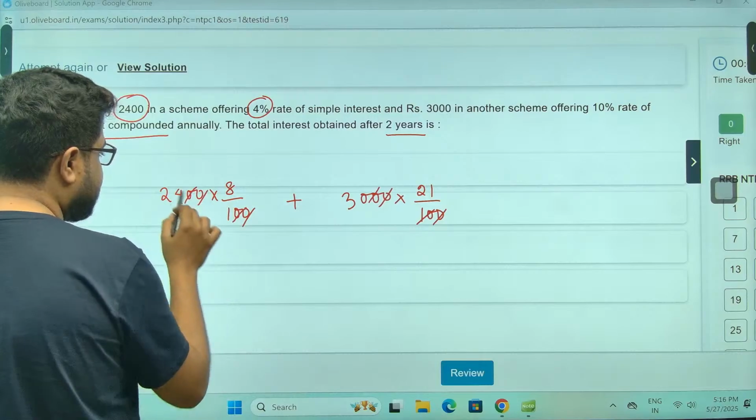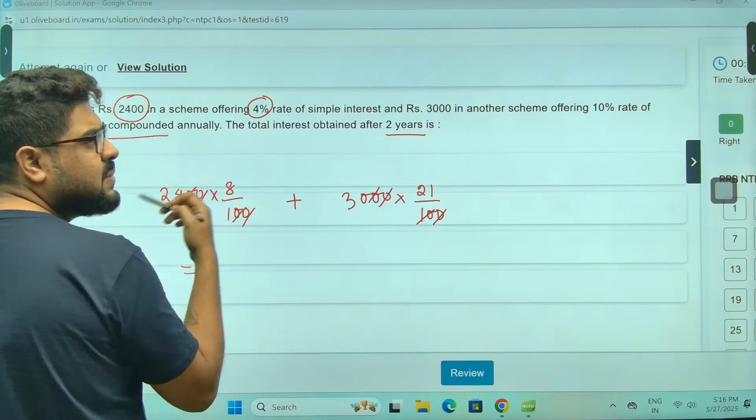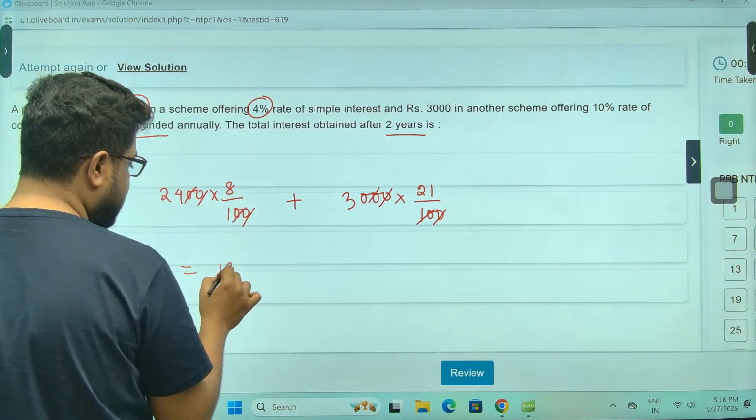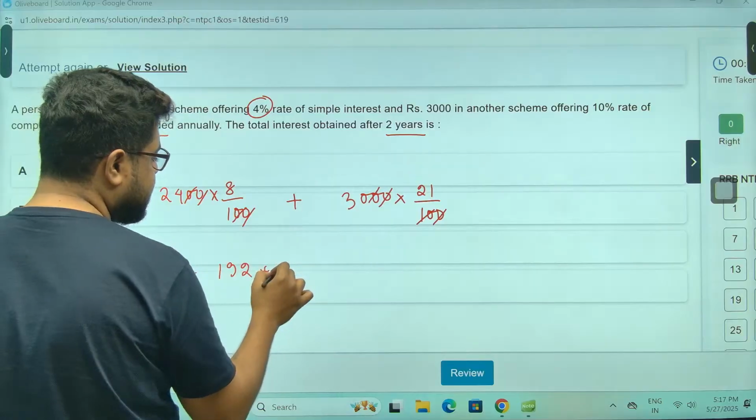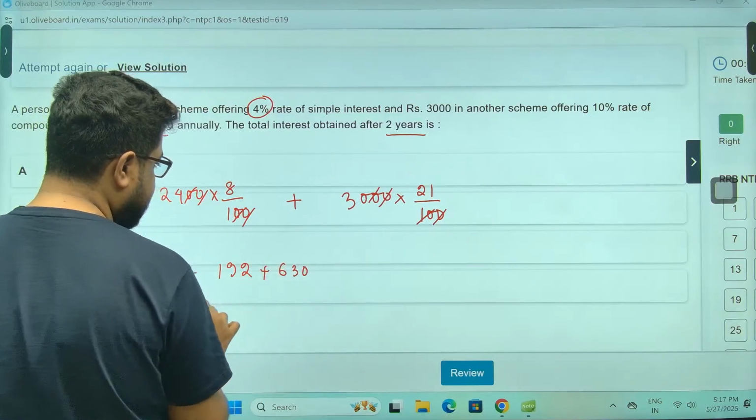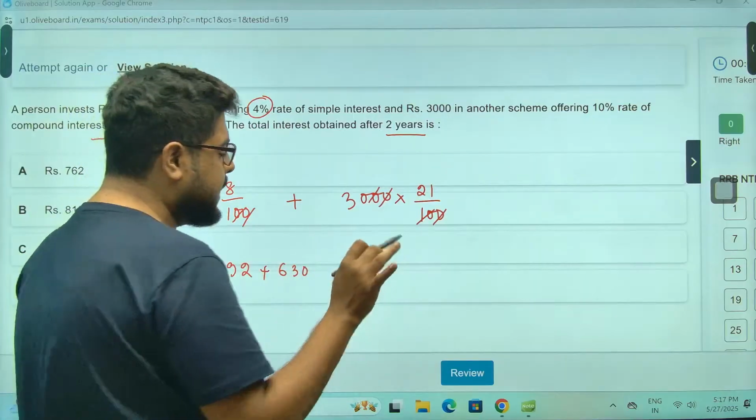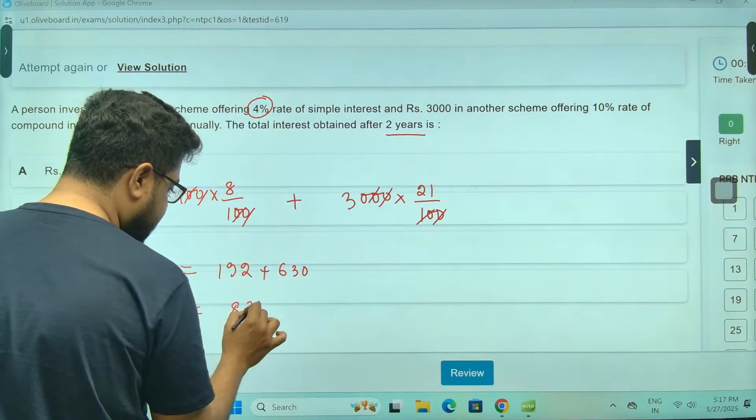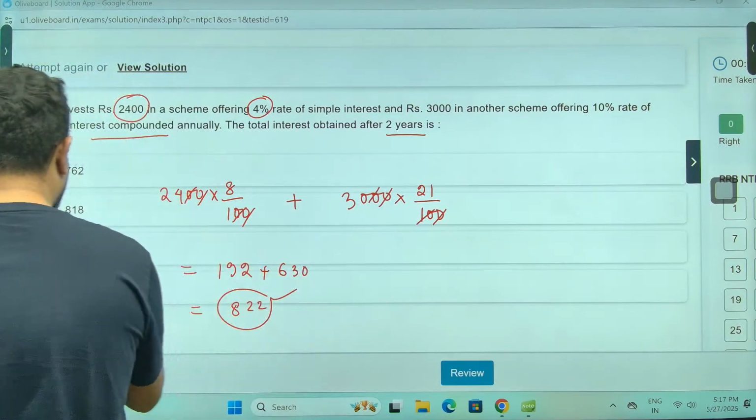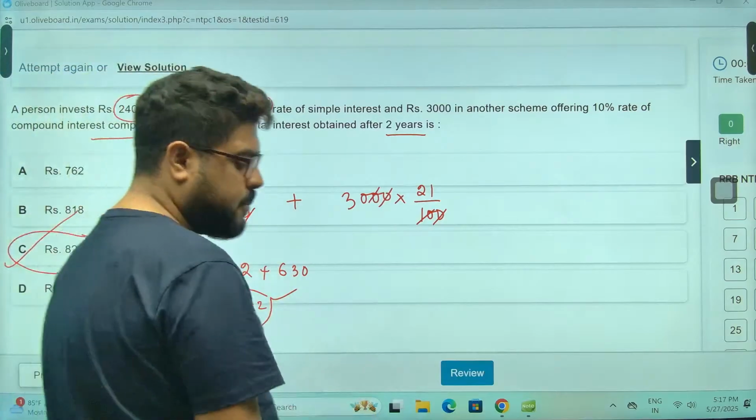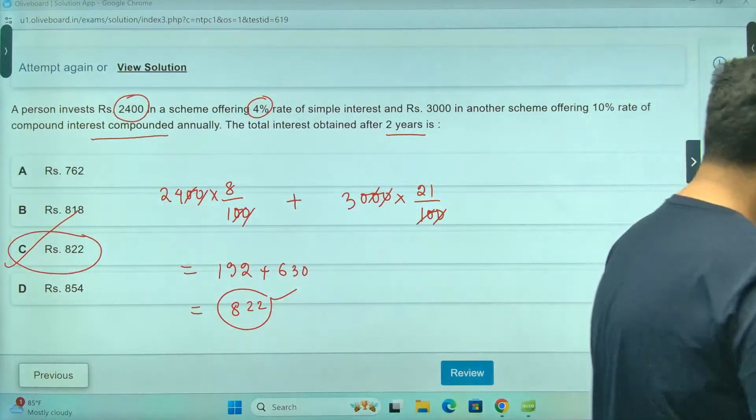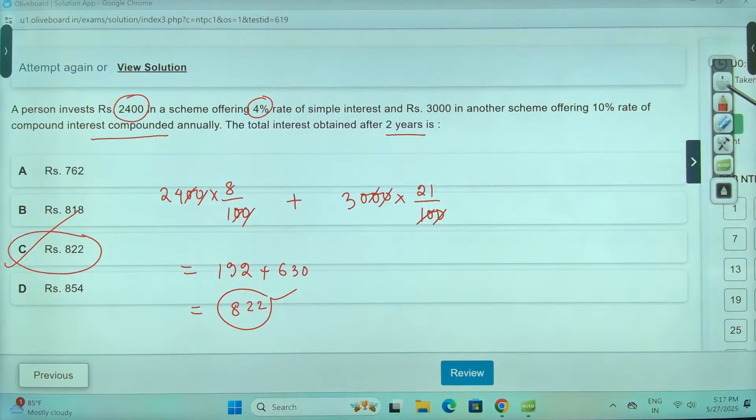So 20 for 60, sir, this is 160 and sir 30 to 192, sir. Plus this is sir 63, like 630, sir. We'll do calculation. 630 plus 200 is sir 830, 8 less, so 822. Option C is the answer. Option C is your correct answer, sir.